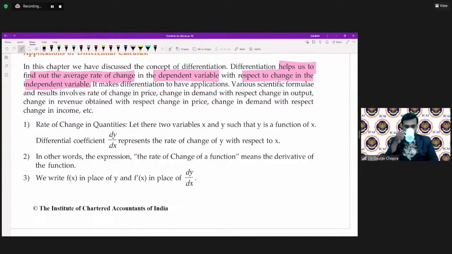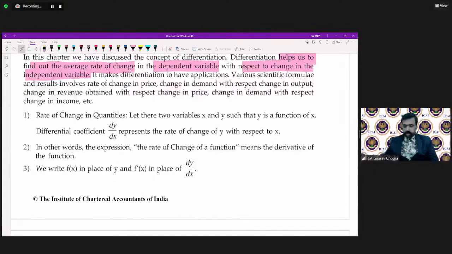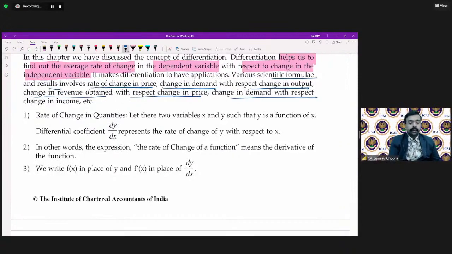Here various scientific formulas and results involve rate of change in price or change in demand with respect to output. Similarly, change in revenue obtained with respect to change in price, or change in demand with respect to change in income. All these are examples of the applications. All these are two variables where differentiation can be applied.